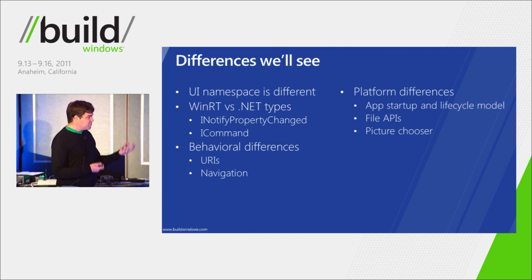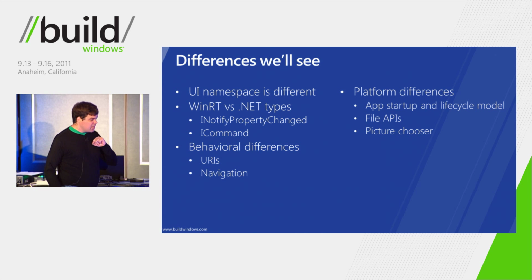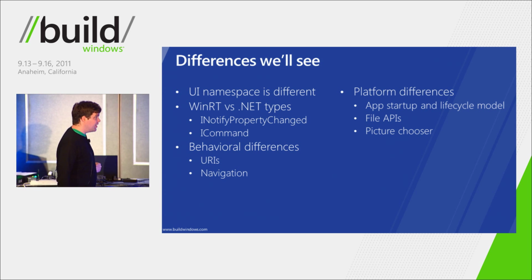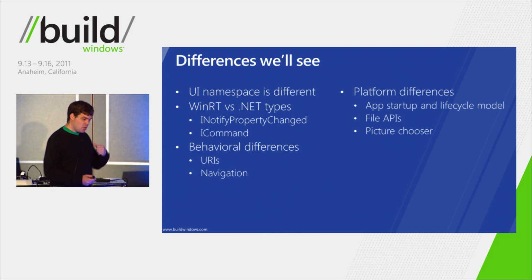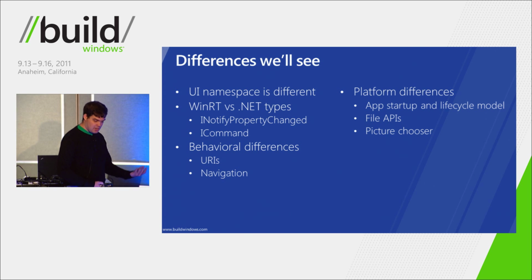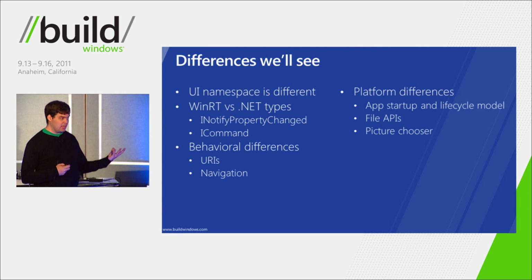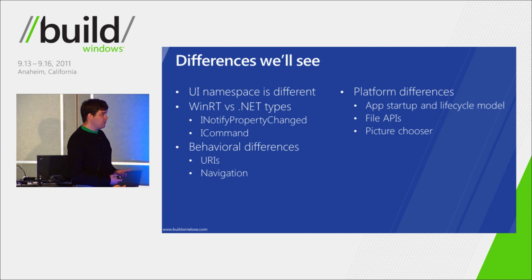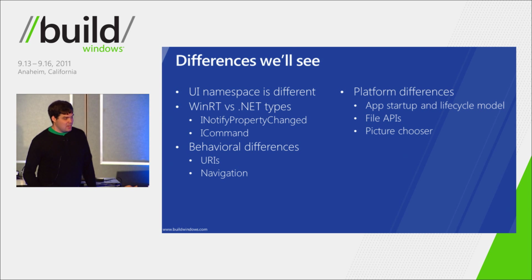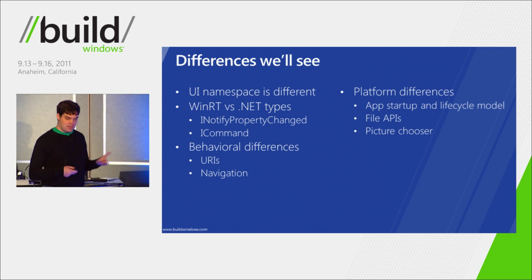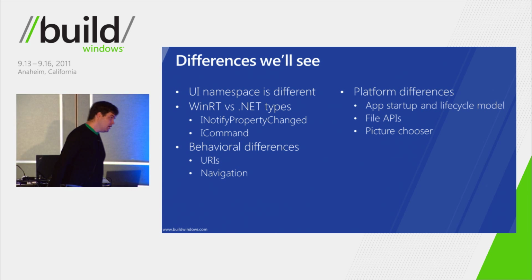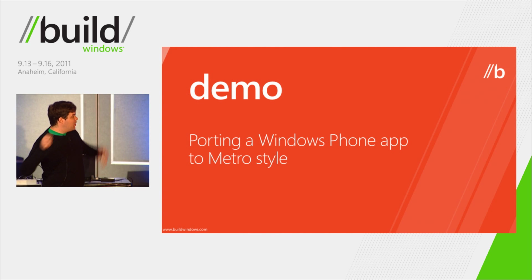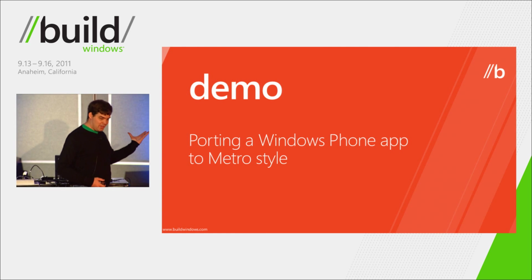There's some types that behave a little bit differently. The ones we'll hit are URIs and navigation. We'll see how to address that. And then just in general, the platform is different, so it handles application cycle differently. The way you access files is different. And there's facilities that the operating system provides, like the picture chooser, which are going to be different. So we're ready to port this application.